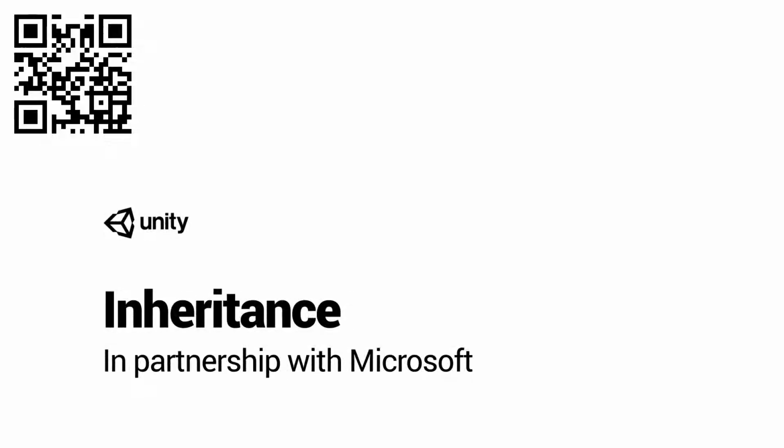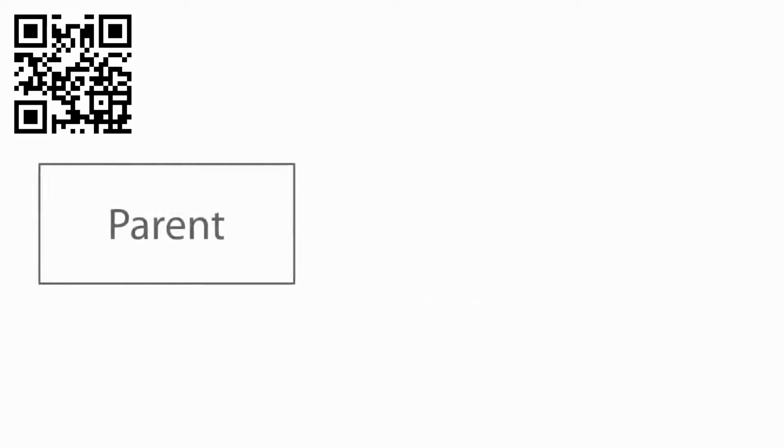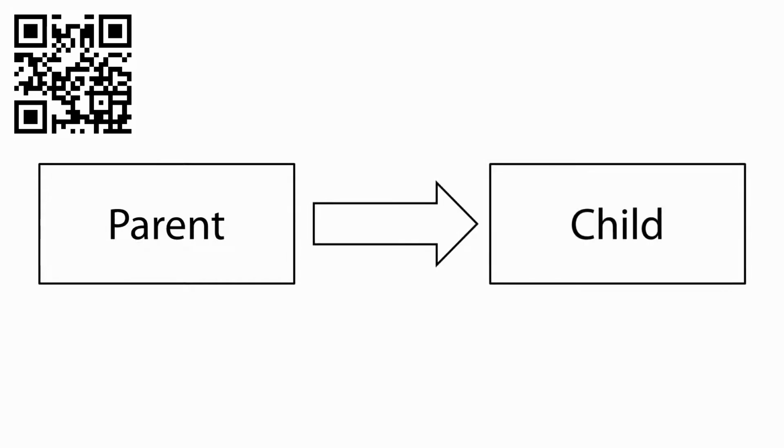The scripting languages that Unity supports have a feature called inheritance. Inheritance is one of the cornerstones of object-oriented programming, or OOP for short. When a class inherits from another, it gains the features of the class it inherits from. When talking about inheritance, the class that is being inherited from is called the parent, or base class. The class that is inheriting is called the child, or derived class.